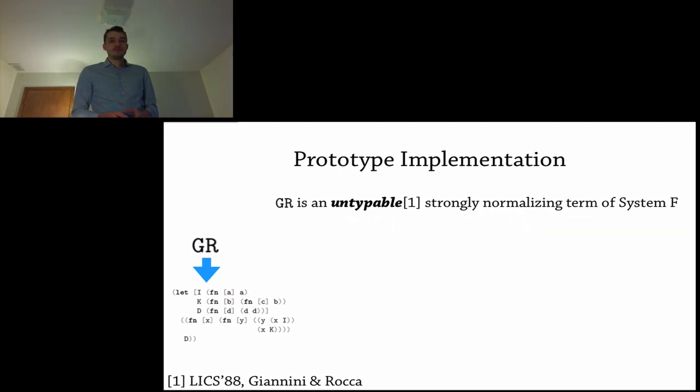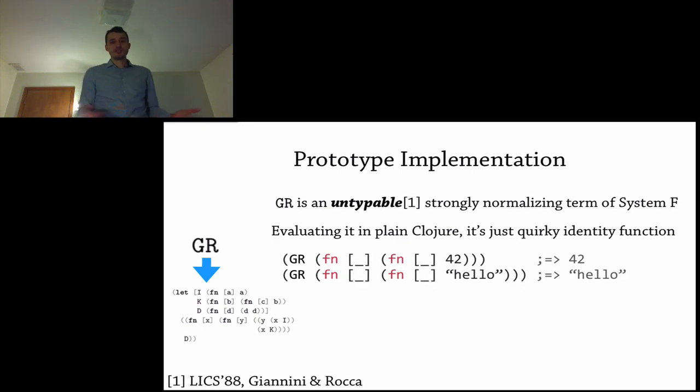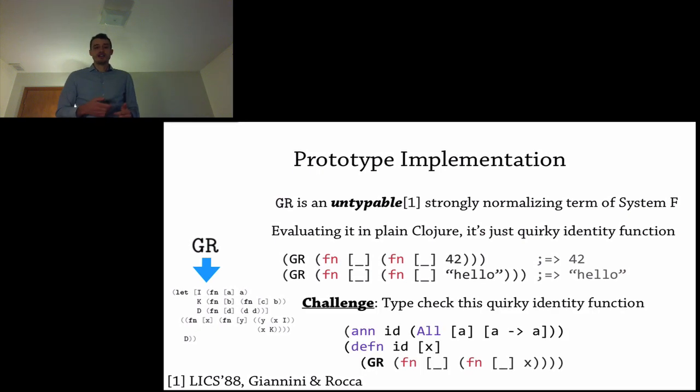So to really test the limits of my tool, I reached for this strongly normalizing term of system F, which I'm going to call GR. It was proven untypable in system F, but it's strongly normalizing, so it's well behaved. I figured out what it does. It's just a quirky identity function, or at least you can use it this way. So if you want it to return 42, you give it a 42 wrapped in two functions. So here's an interesting challenge: to type check this quirky identity function that is using this GR term.